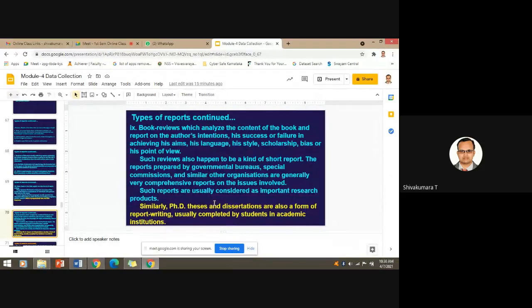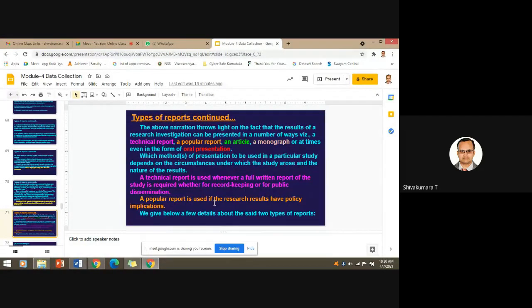Okay, so today till this point you understood about the types of different reports and the layout of the research report. In the next class, we are going to discuss a little more about the technical report and the popular report in detail.